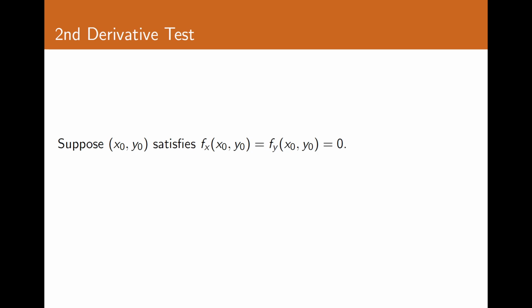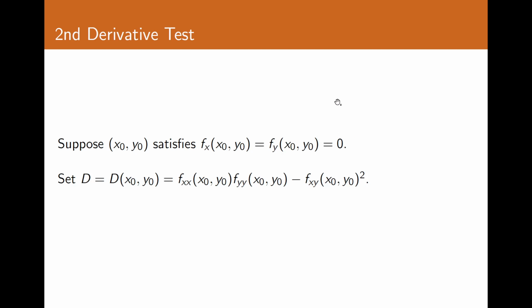Just like with functions of one variable, we have a second derivative test in this case as well to help us determine whether things are local maximums, local minimums, or saddle points. Let's take a critical point (x₀, y₀), and one where the partial derivatives are both 0, not one where they're undefined. The second derivative test is not going to apply in that case.